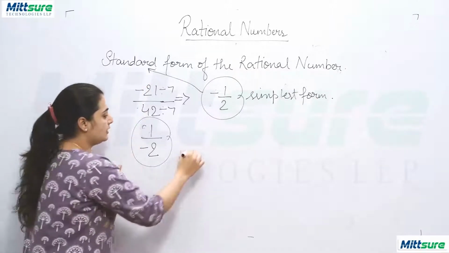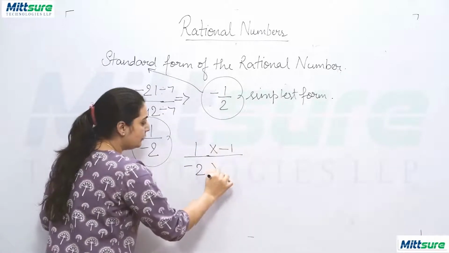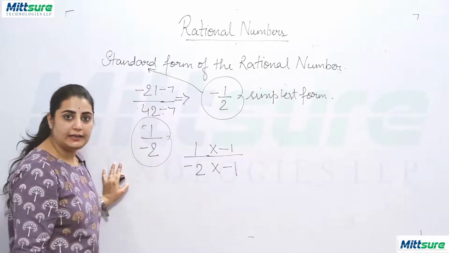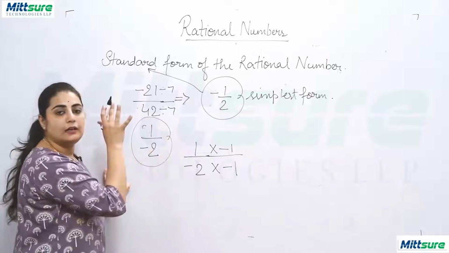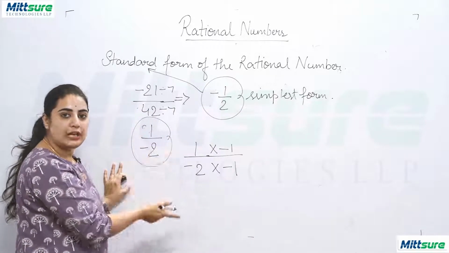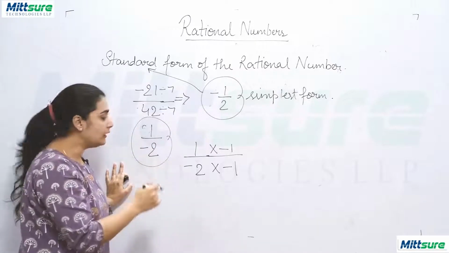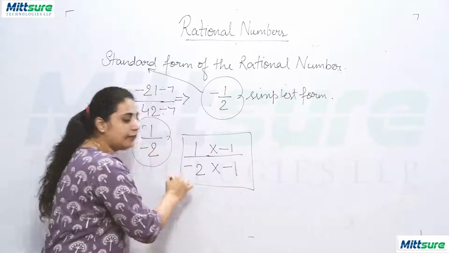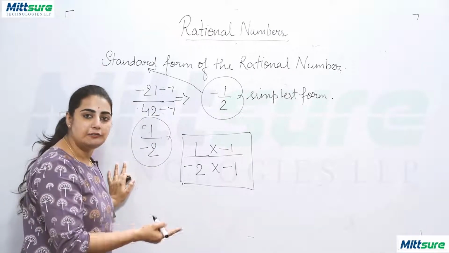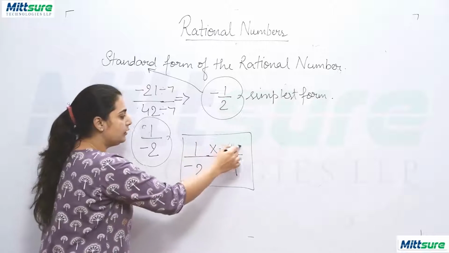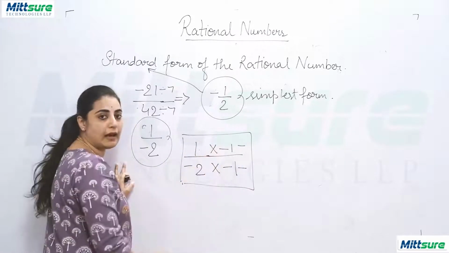Now to change this, I will multiply the numerator and the denominator with minus 1. Okay, this is the standard rule that we apply to change any rational number to its standard form. Is it clear? This is the only rule to change any rational number to its standard form. You are going to multiply the numerator and the denominator of the rational number with minus 1.